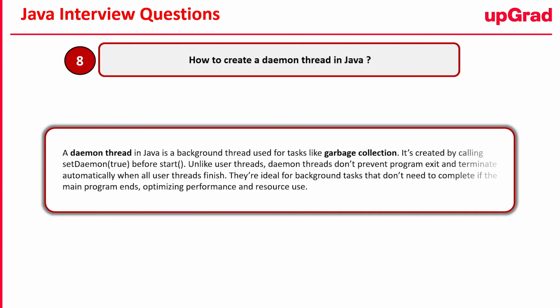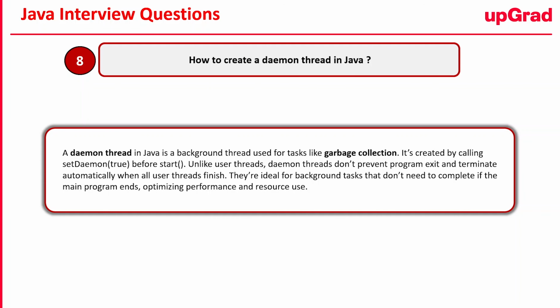So a daemon thread is a background thread in Java, typically used for tasks like garbage collection or logging. To create a daemon thread, you call setDaemon(true) before invoking the start method. Otherwise, you will encounter an IllegalThreadStateException. Daemon threads are designed to provide support to non-daemon user threads. The key difference is that they don't prevent the program from exiting once all non-daemon threads finish.